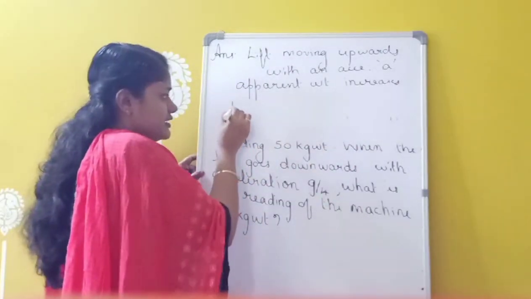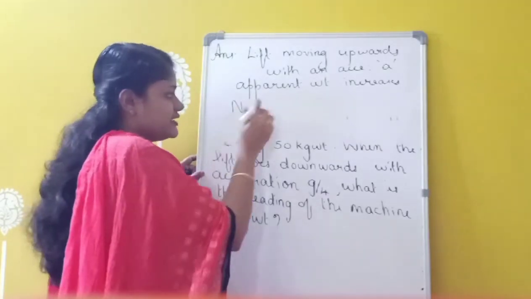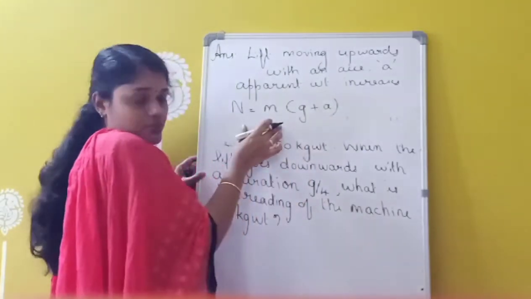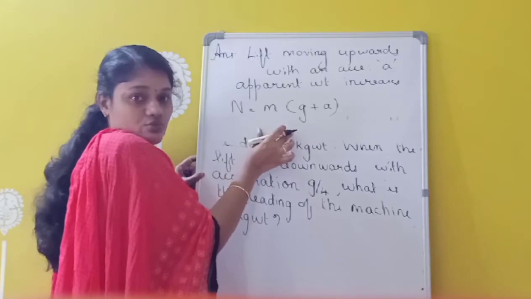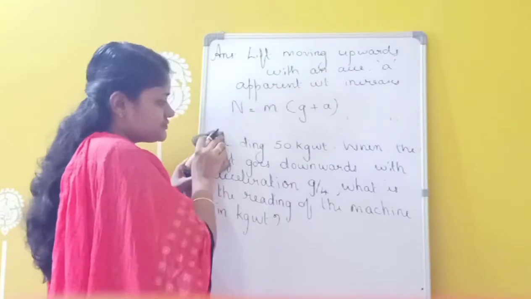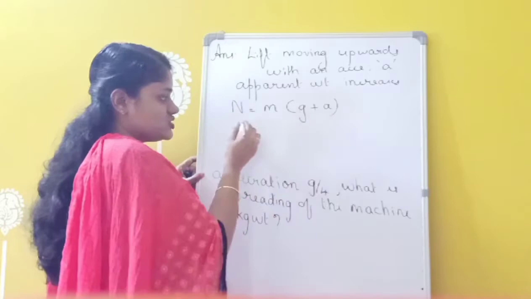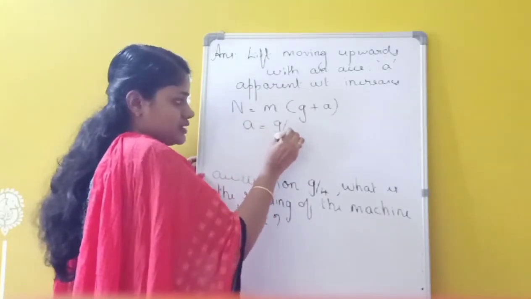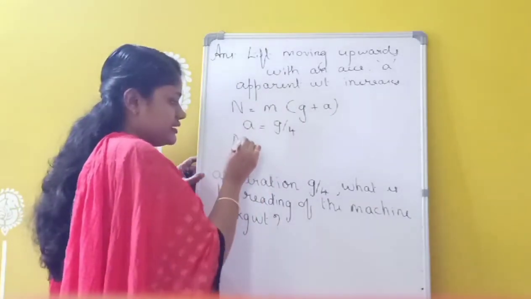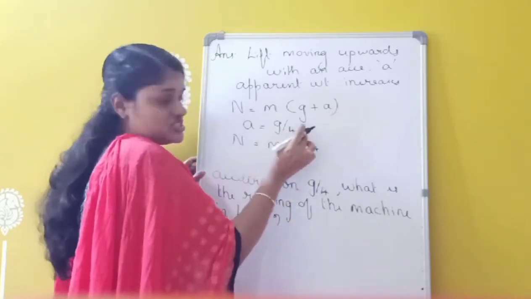That is given by N, the normal reaction force acting on that boy. So N equals m into g plus a. This is the formula for the normal force acting on this boy when this lift is moving upwards. So here it is given that this lift is moving upwards with an acceleration of g by 4, so a is given as g/4. Here I am substituting this: N equals m into g plus, instead of a, I am putting g by 4.